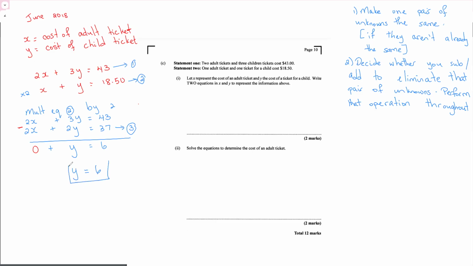After you found the value of one of the unknowns, your next step is you're going to substitute that value. Well, in fact, solve for that letter. So you're going to basically solve for the remaining unknown.